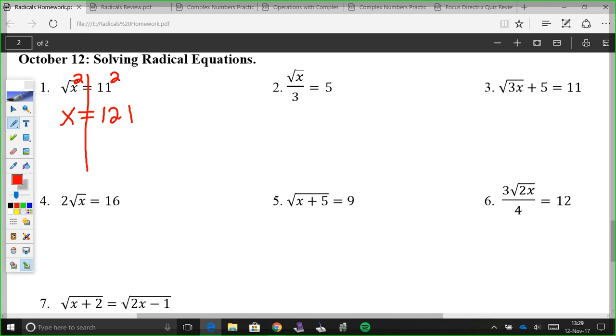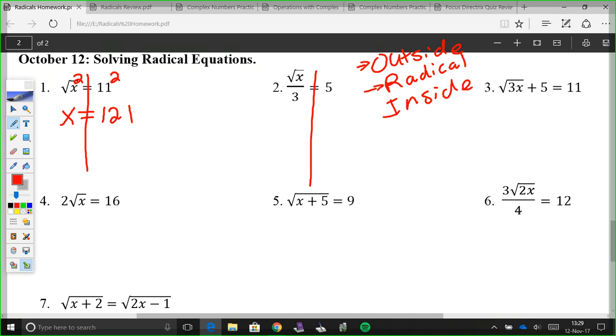All right? So my process in this is thinking outside the radical, then the radical, and then the inside of the radical. That's my approach to this every time. So if you're trying to figure out what order to do these in, do it in this order. Anything that's outside the radical, take care of first, then take care of the radical, then take care of what was inside the radical, if there is anything to take care of in there.